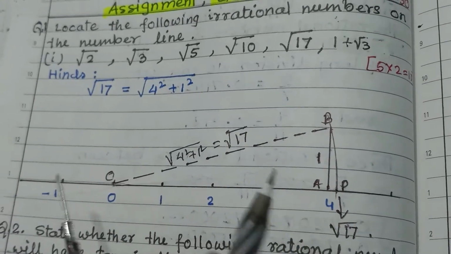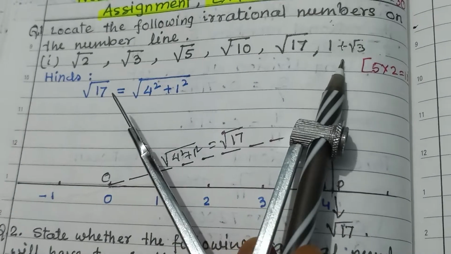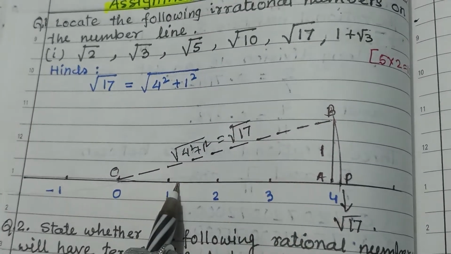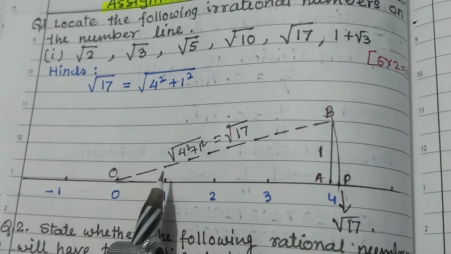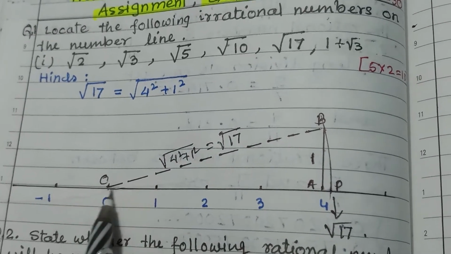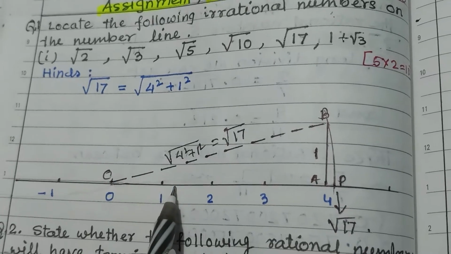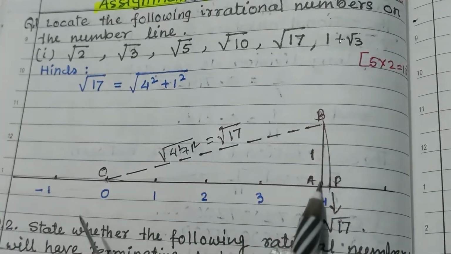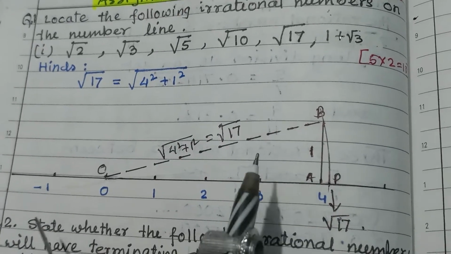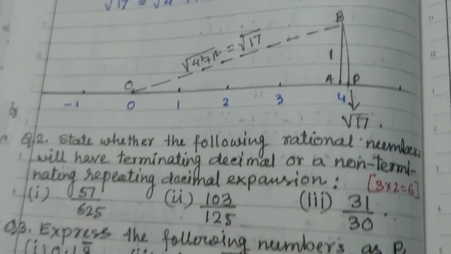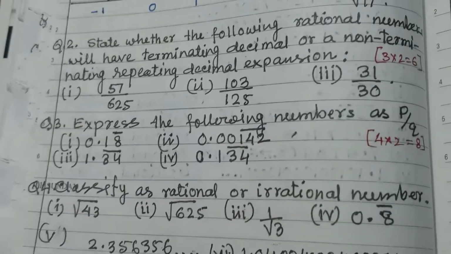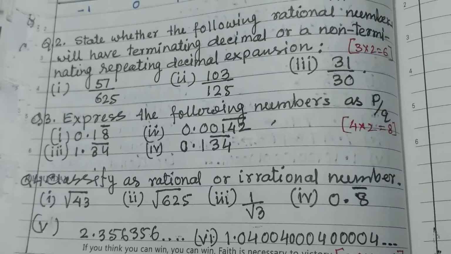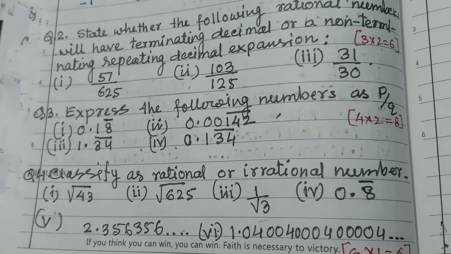Okay. In this way, all the others you will do. 1 plus root 3: 1 this much, and again root 3. You know root 2 is root of 1 square plus 1 square, so you have to find root 2 first, and this same distance, as 1 we have taken here as the perpendicular distance, the same you have to take. Now question number 2, these are the same type of question I have explained in the chapter. So you will complete this. Thank you so much.